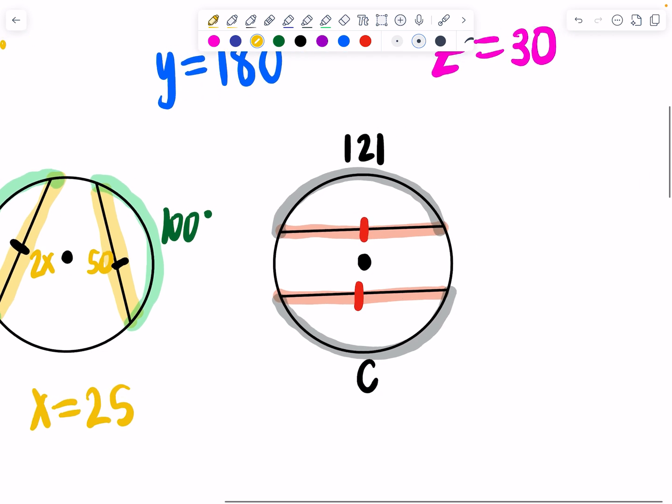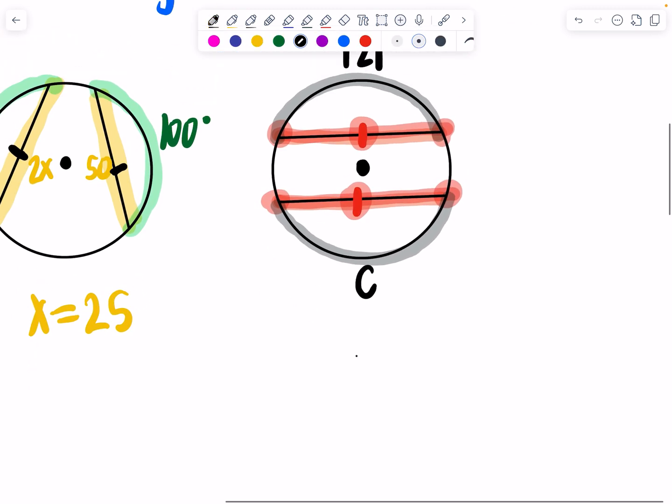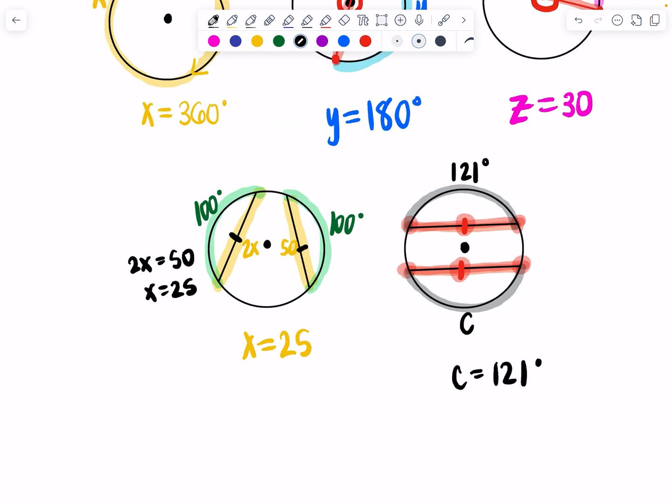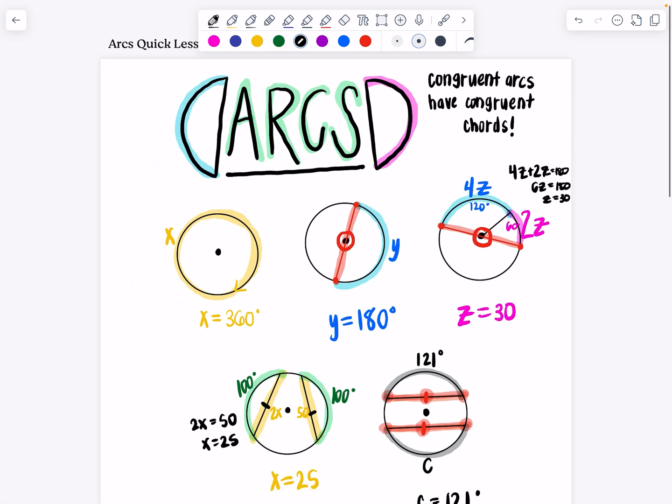But the reverse is also true. If you have congruent chords, which these are marked as congruent, this red chord is marked as congruent to this red chord. Since those chords are congruent, equal in length, that means that the arcs that get created with them are going to be congruent as well. So if this arc is 121 degrees, if that's what it measures, then the value of C is also going to be 121 degrees. So congruent chords have congruent arcs, and congruent arcs have congruent chords. That's our major takeaway in our little mini quick lesson on arcs. We'll do more of that next week.